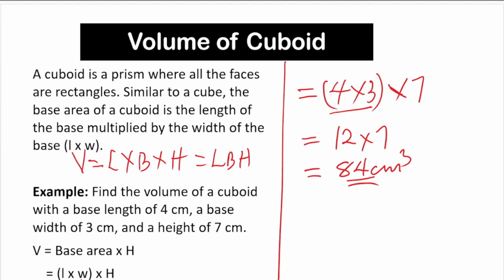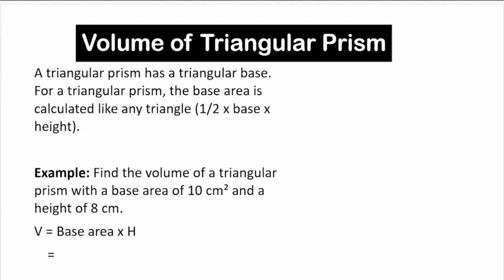The next one now is the triangular prism. A triangular prism has a triangular base, which has been confirmed. We have explained that in the last video. So for you to calculate the volume of a triangular prism, the base area, which is the area of the triangle, is multiplied by the height. That is half base times height, multiplied by the height of the prism. Please take note of this. There is a difference between the height of the triangle and the height of the prism.